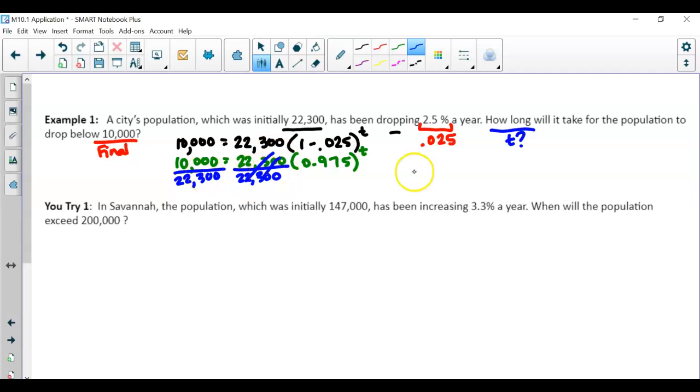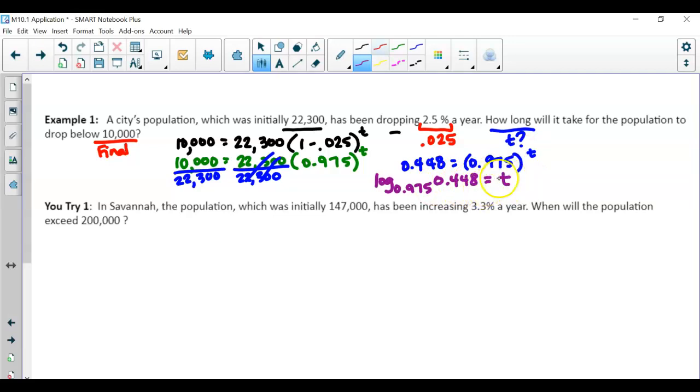So now here when dividing, you should get 0.448, which is equal to our base 0.975, now raised to the t power. Now here we are solving for an exponent. So that means now to get the inverse, right? Because think about inverse operations, we're going to write this as a log. So this is now the log base, well, the base is 0.975 of 0.448, which is now equal to t.